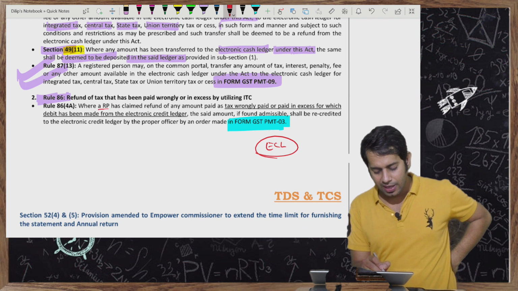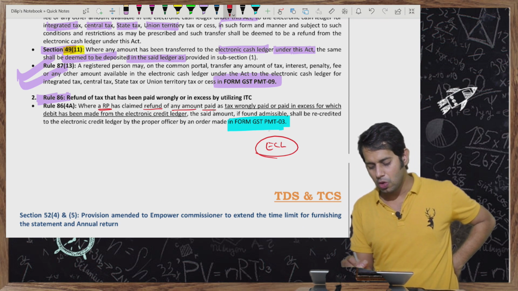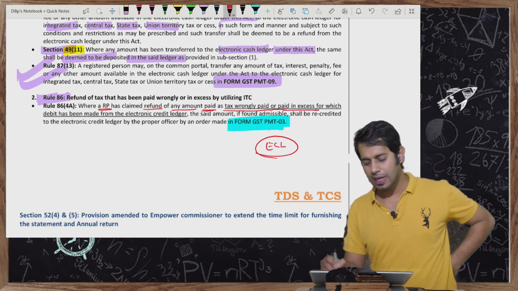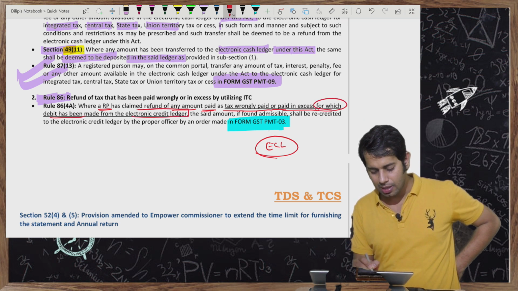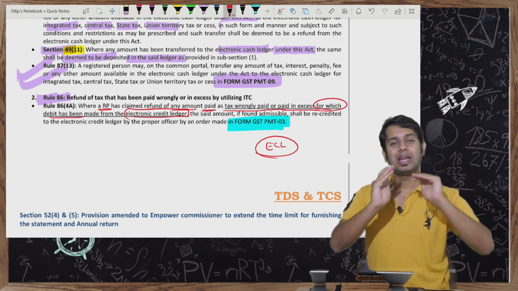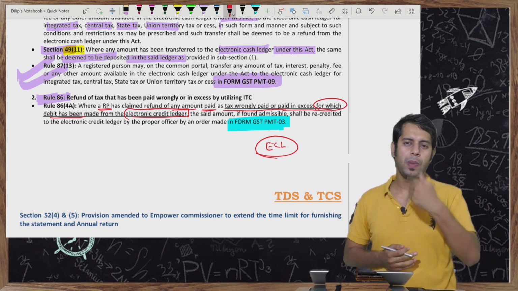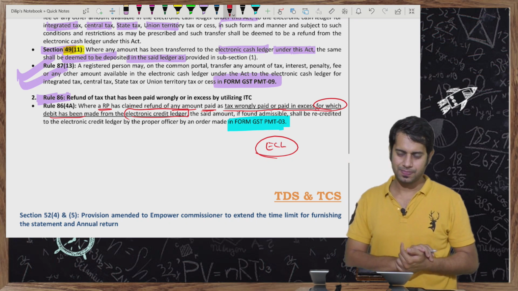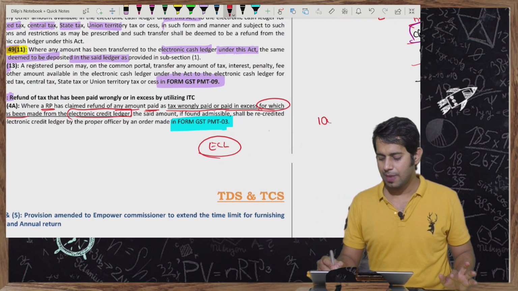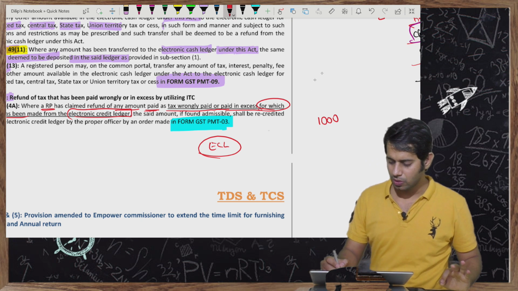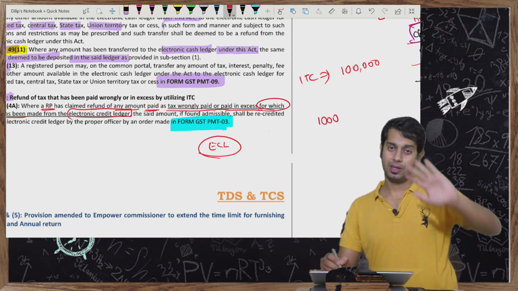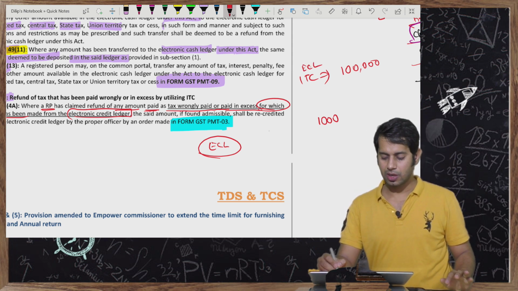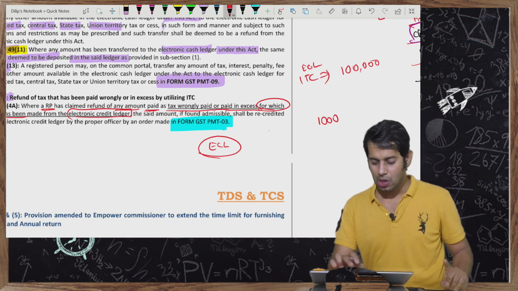What is this point telling? Where a registered person has claimed refund of any amount paid on tax wrongly paid by him or tax paid in excess, and for which the debit has been made in the electronic credit ledger, for which the amount in the electronic credit ledger has been reduced. I have paid tax in excess or I have wrongly paid taxes. Sir, this month I was liable to pay 1000. I have around 1 lakh rupees in my input tax credit ledger, in my electronic credit ledger I have totally 1 lakh rupees.